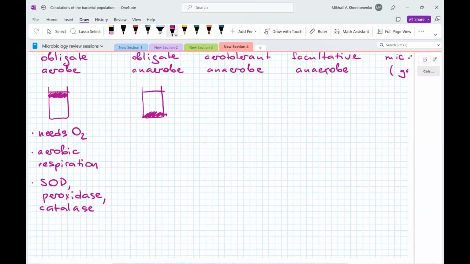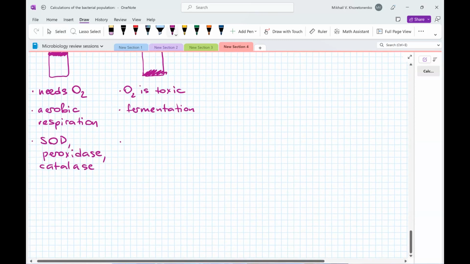Okay, obligate anaerobe, the very bottom. Oxygen is toxic. Metabolism is usually fermentation, or, well, let's stick to fermentation actually. Enzymes, usually none of the three.